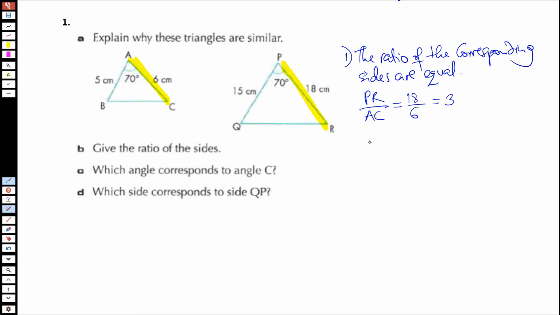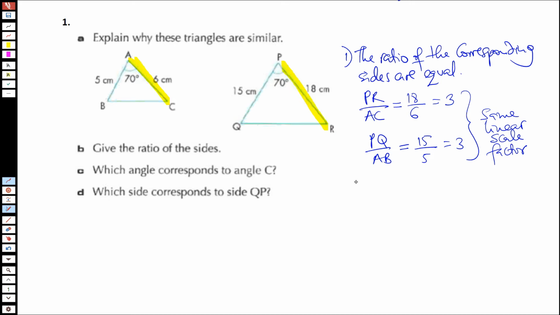Another thing we can notice is that PQ, which is basically this length, corresponds to AB. So PQ over AB should have the same ratio, but let's check. That will be equal to 15 over 5, which is equal to 3. Now you can see that we have the same linear scale factor. And because we have the same linear scale factor, that implies that these two triangles are similar.